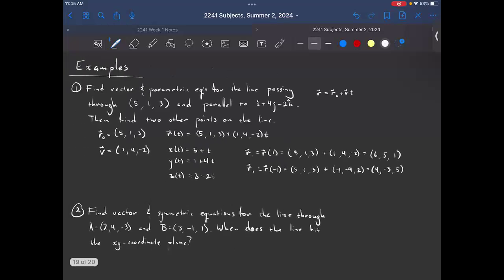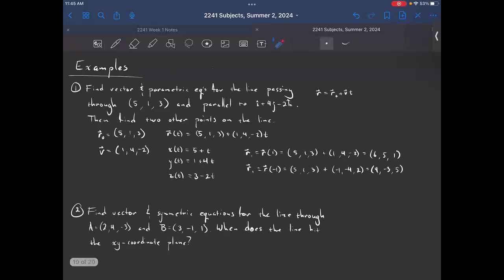All right, and that's it for problem one. So we found our vector equation by specifying a starting point and a direction. These were basically given to us. And we just broke it into its components to find the x, y, and z parametric equations. And then to find other points on the line, we just plug in specific values for t and then add things up.